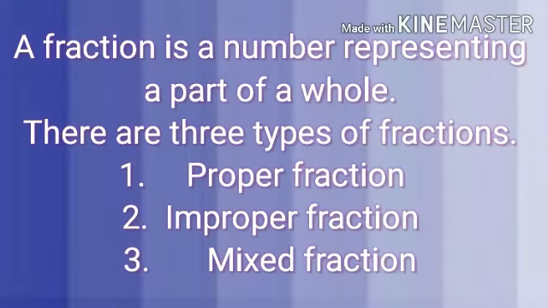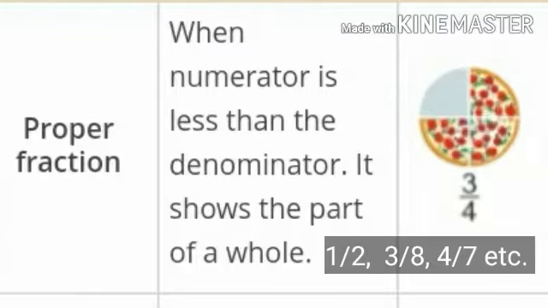So, first, fractions. A fraction is a number representing a part of a whole. There are three types of fraction: proper fraction, improper fraction, and mixed fraction. Proper fraction: when the numerator is less than the denominator, it shows the part of a whole. 1 upon 2, 3 upon 8, 4 upon 7 are proper fractions.